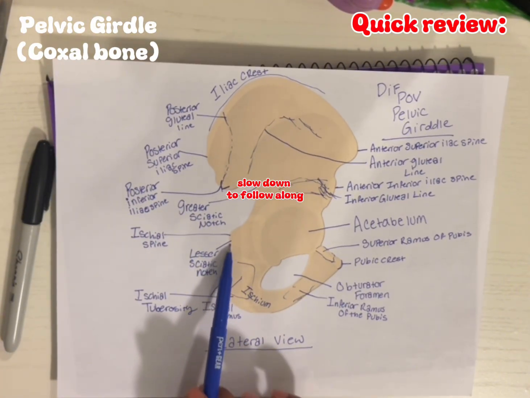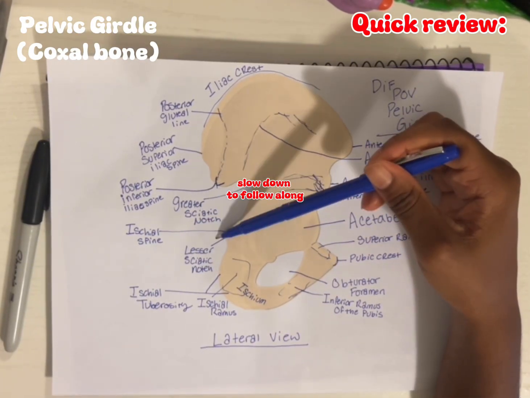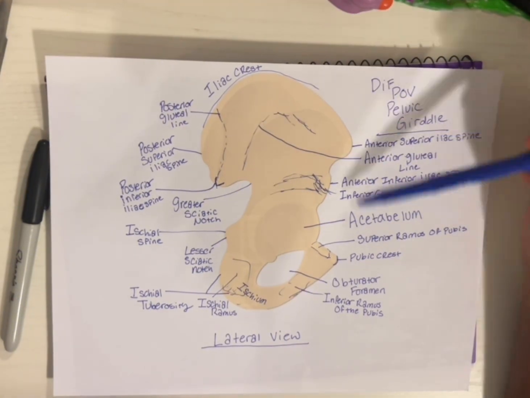The lesser sciatic notch is this notch that's in the lesser part, the more inferior part, and the greater sciatic notch is this notch up here, that's in the superior part. The ischial spine is going to be in the middle of the lesser sciatic notch and the greater sciatic notch. Ischial tuberosity is going to be over here, it's going to have some kind of texture to it. And I think that's it for these.